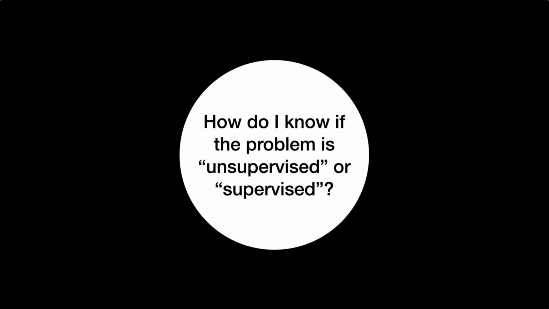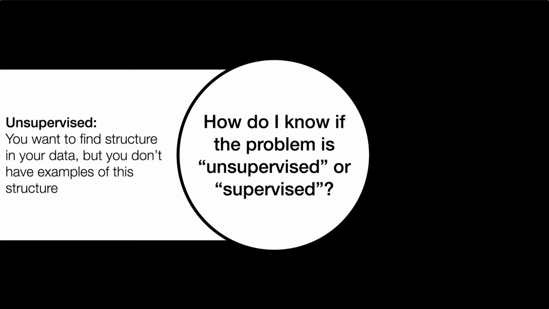So we talked about how we know whether one problem is supervised or unsupervised. In the unsupervised case, your goal is primarily to identify structure in your data, even if you don't necessarily have examples of what this structure might be. You might have examples of the full data, but you don't have good examples about how they cluster together or what the most important aspects of their underlying structure might be. But you want to have methods that help you find that.